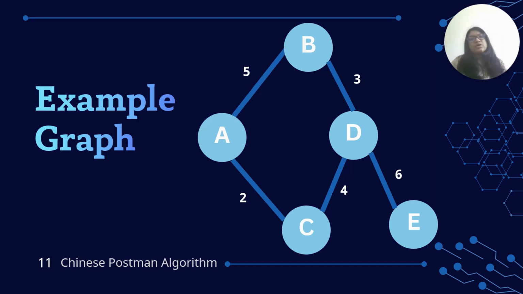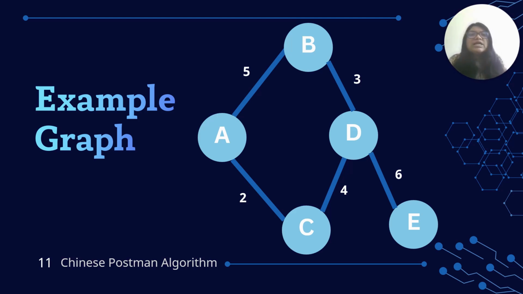Vertex B connects to A and D. Degree 2, that is also even. Vertex C connects to A and D. Degree 2, that means it's also even. Vertex D connects to B, C and E. That's degree 3. That's the odd one.